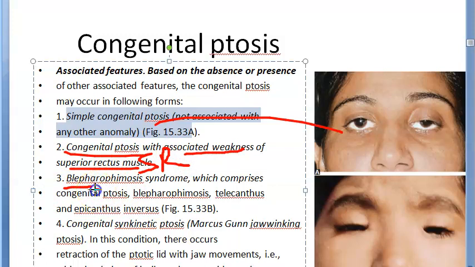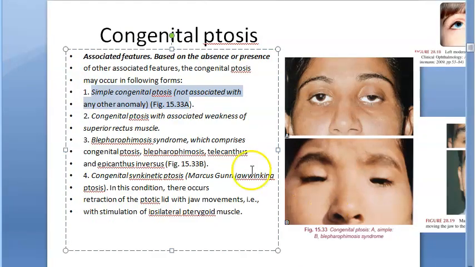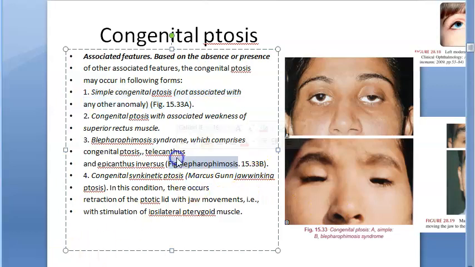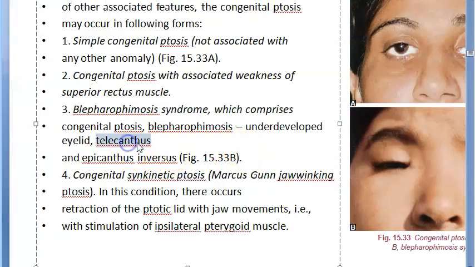Then blepharophimosis syndrome, that is this one, where you are seeing congenital ptosis plus blepharophimosis, telecanthus and epicanthus inversus. So epicanthus inversus, telecanthus, blepharophimosis, what is all this? This is an underdeveloped eyelid, they are saying. Blepharophimosis is an underdeveloped eyelid, isn't it? That's what they are saying. What is telecanthus? Telecanthus?